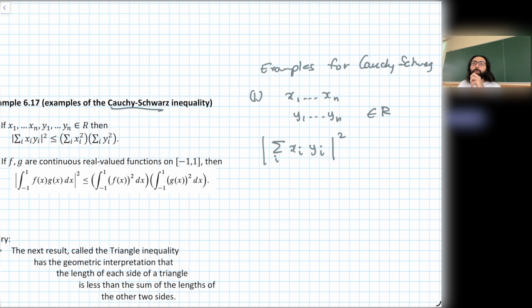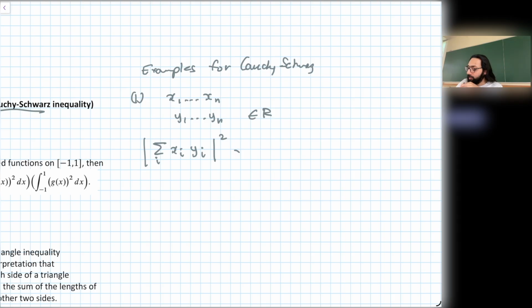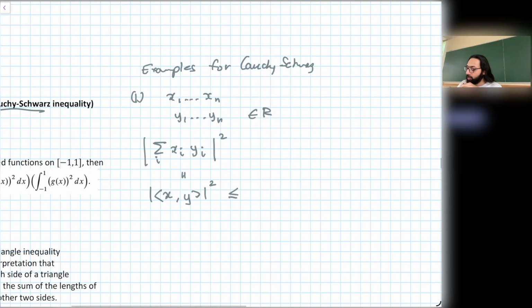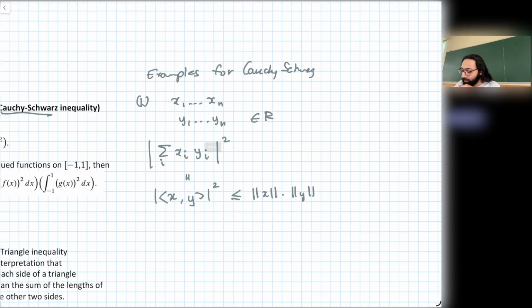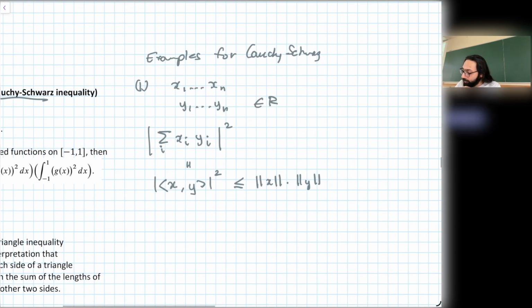A priori, it's not so obvious. But it turns out that we can apply Cauchy-Schwarz. Why? Because this thing we can write as the inner product of the vector x and the vector y, and it's just their absolute value squared. Then we apply Cauchy-Schwarz. What does Cauchy-Schwarz tell us? That this thing is going to be at most the norm of x times the norm of y. Is it squared? In the statement there's no square, but because now it's squared. So this is just Cauchy-Schwarz.